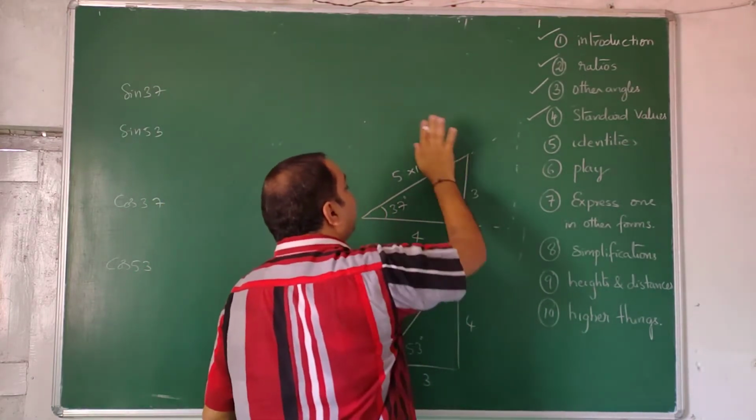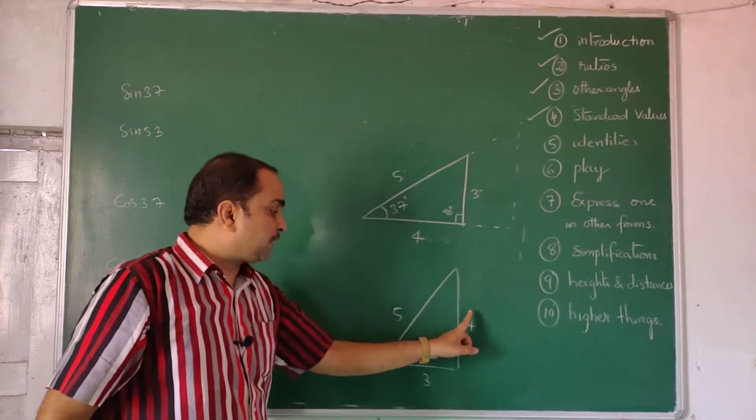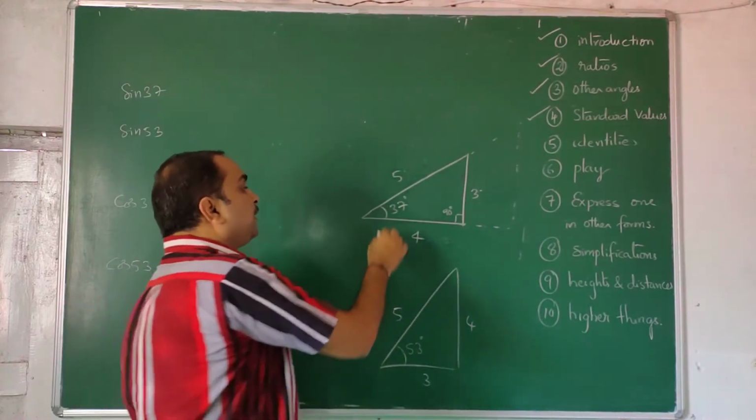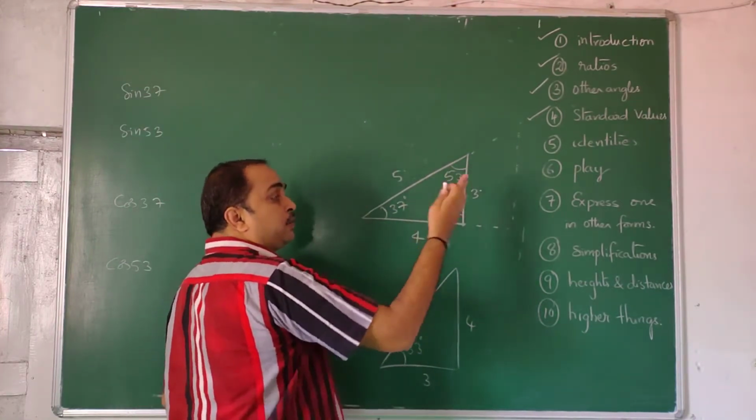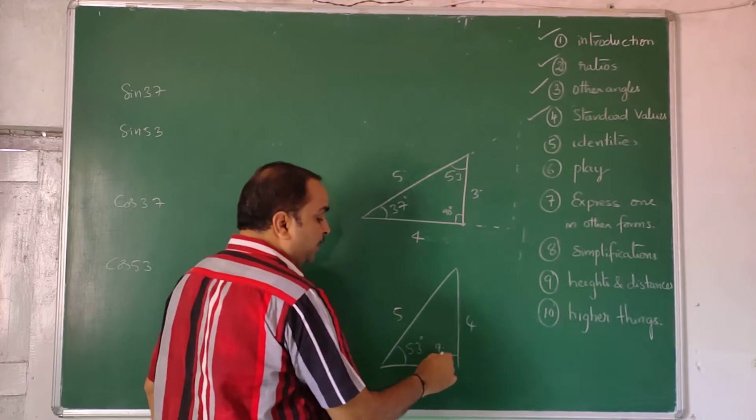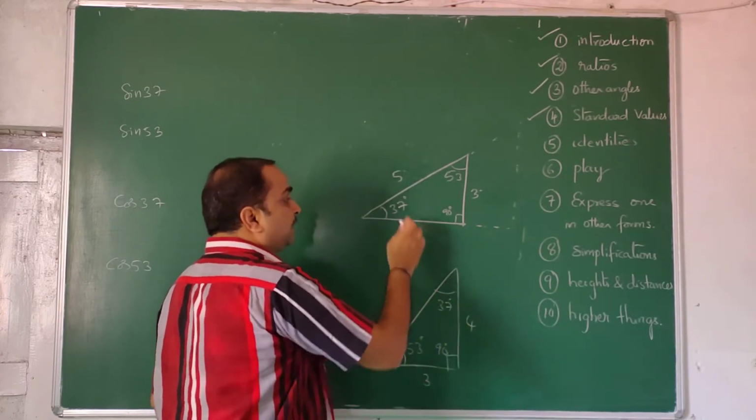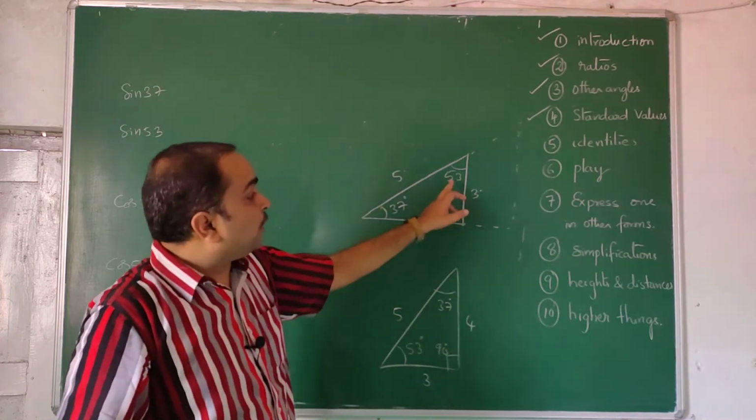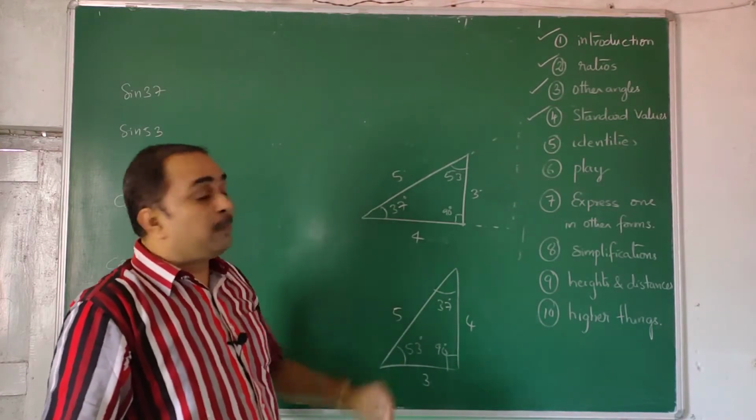So in a 3, 4, 5 triangle, the angle whose opposite side is small is 37. If the opposite side is large, that is 53. Even here, if this is 37, this is 53. 90 has gone, the remaining 90 is to be shared between them. So the side opposite to 37 will be 3, the side opposite to 53 is 4, and the hypotenuse will be 5 only.